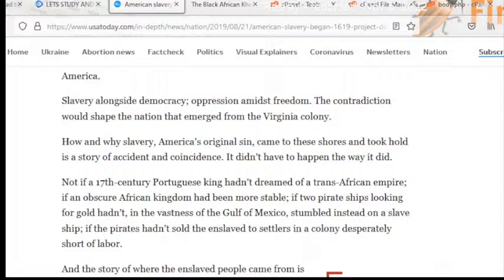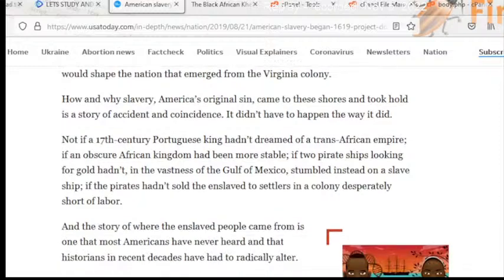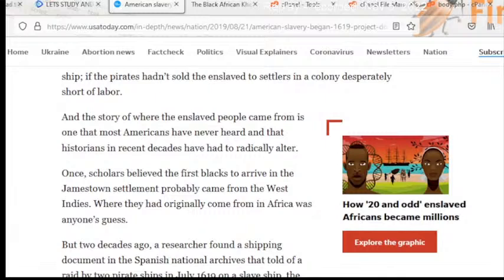Right, the Portuguese. Okay, it says, if an obscure African kingdom had been more stable, if two pirate ships looking for gold hadn't, in the vastness of the Gulf of Mexico, stumbled instead on a slave ship, if the pirates hadn't sold the enslaved to settlers in the colony desperately short of labor. And the story of where the enslaved people came from is one that most Americans have never heard, that historians in recent decades have had to radically alter. So Americans don't even know where we came from. Most Americans don't know where we came from. And even the historians in recent times have had to radically alter their information.